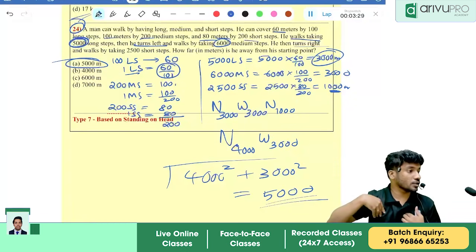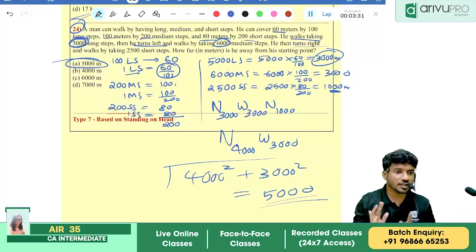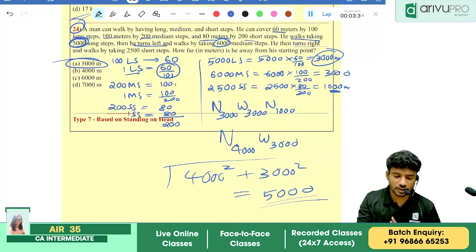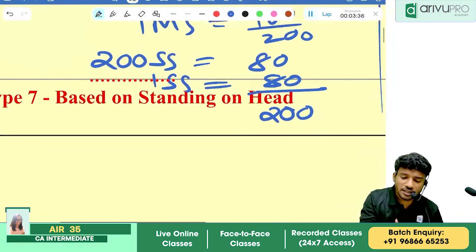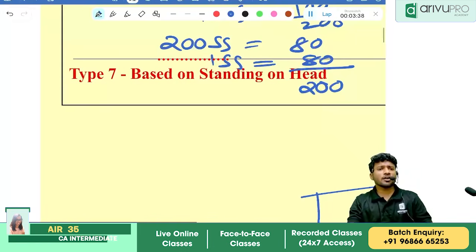Convert in our own terms, then start solving. Okay, that's what we did. Now we are going for the final one based on standing on head. Standing on head means what?